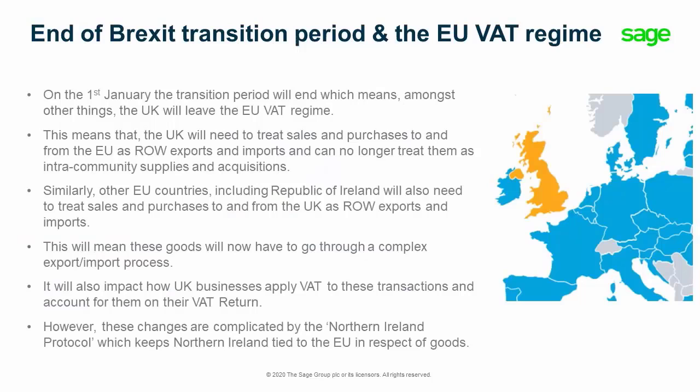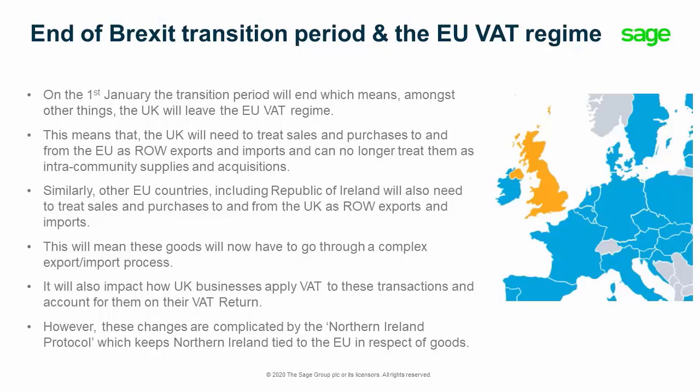So as we've just said, on the 1st of January the transition period will end, which means, amongst other things, the UK will leave the EU VAT regime. And this means that the UK will need to treat sales and purchases to and from the EU as rest of the world exports and imports, and can no longer treat them as intra-community supplies and acquisitions. Similarly, other EU countries, including the Republic of Ireland, will also need to treat sales and purchases to and from the UK as rest of the world exports and imports. This will mean these goods will now have to go through a complex export and import process. It will also impact how UK businesses apply VAT to these transactions and account for them on their VAT return.